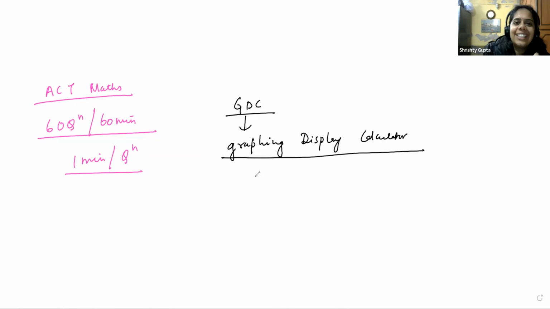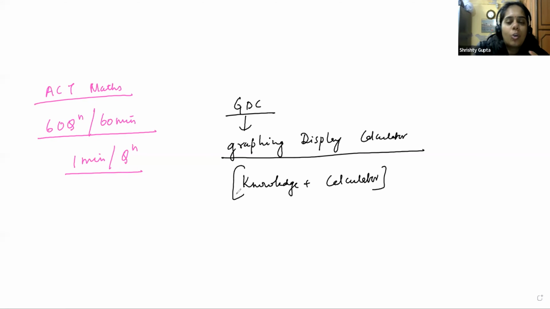So I can say that ACT Math is an exam which is a complete combination of knowledge plus the calculator. Without knowledge, you won't be able to crack the question. You should know which topic the question is from, have the basic information about the topic, and then know how to use the GDC in a specific question. If you have these two combinations, trust my words, 60 minutes is more than enough. You will be able to save time when it comes to ACT Math.